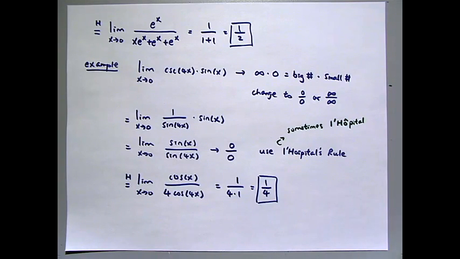Okay, so that's a very interesting thing here. We got a big number times a small number, but somehow, no matter how big and small they got, the product turns out to be 1/4 the whole time. It's a very interesting behavior that's not expected just by looking at them the way they started.